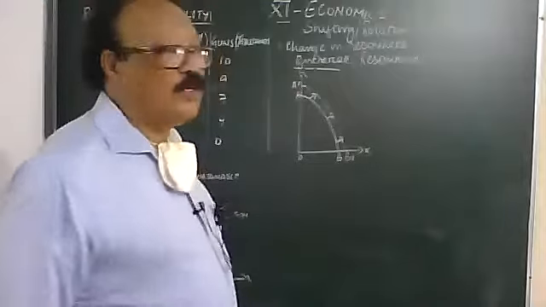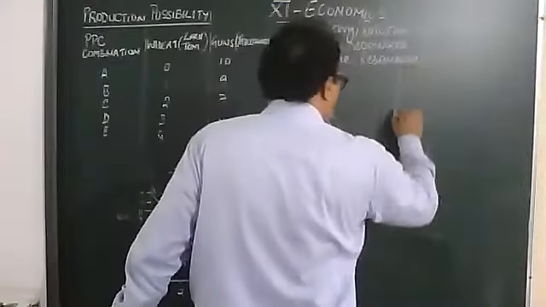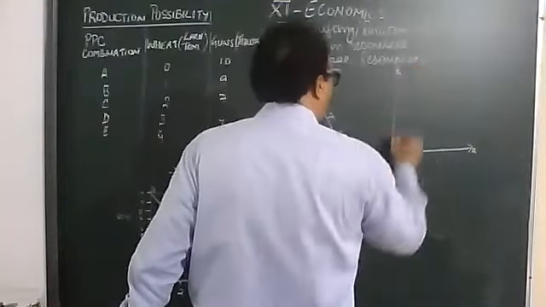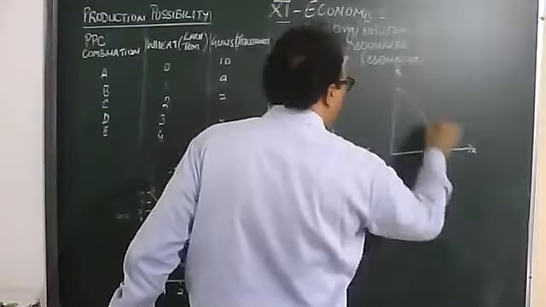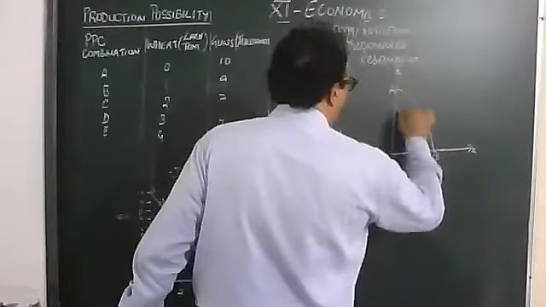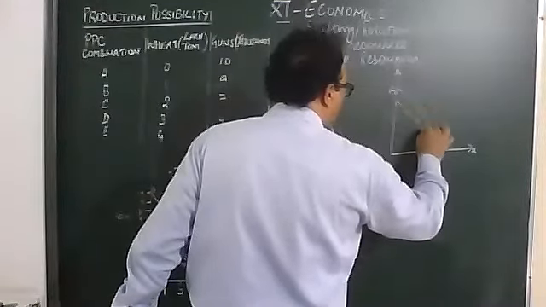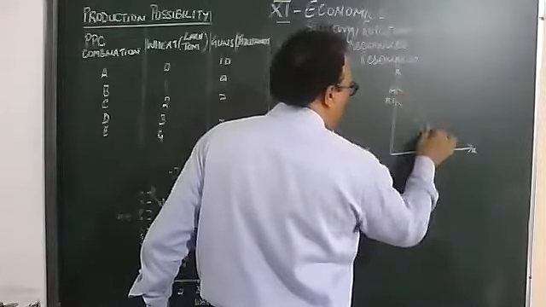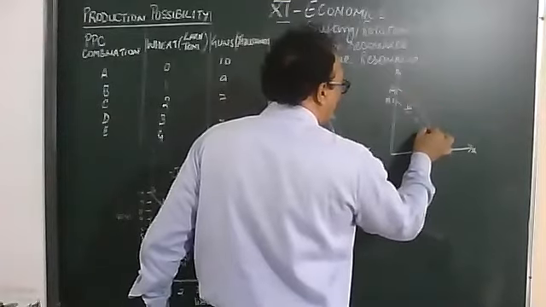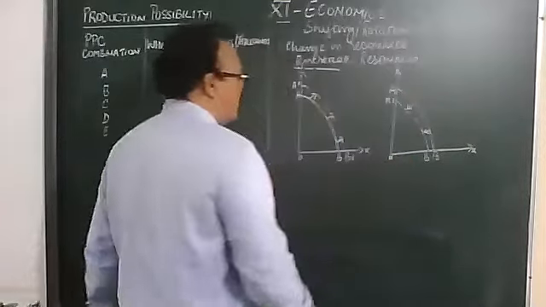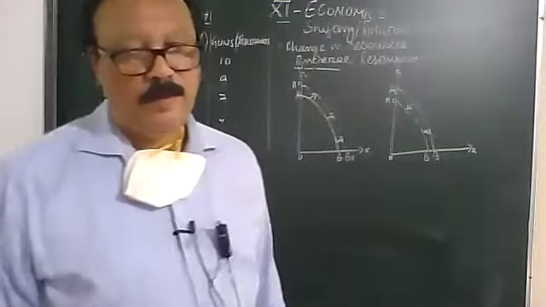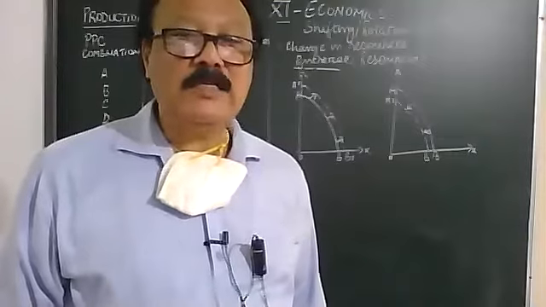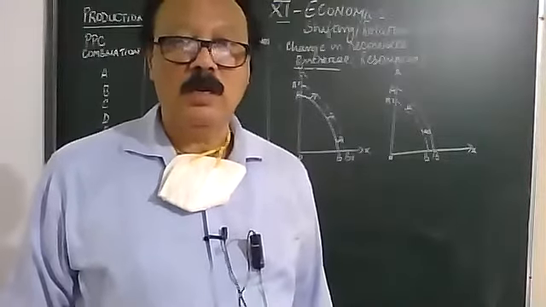What happens when the resources decrease? When the resources decrease, your PPC will shift to the left. Suppose this was your PPC AB. Now it will shift to the left. Let's call this A1, this B1. Here the PPC will shift to the left. And we will produce less of both the goods.